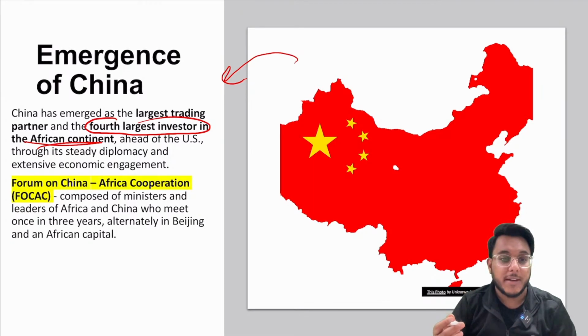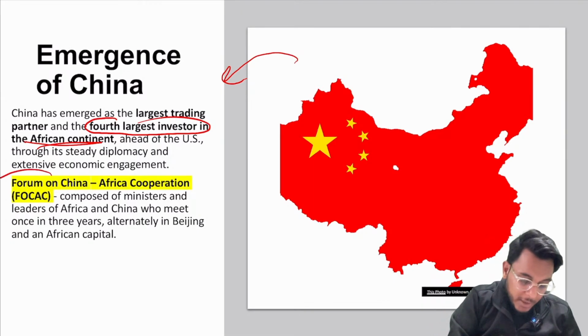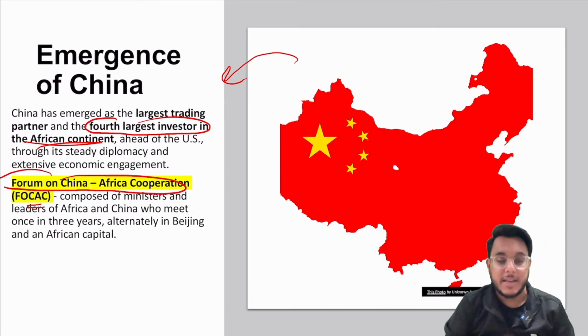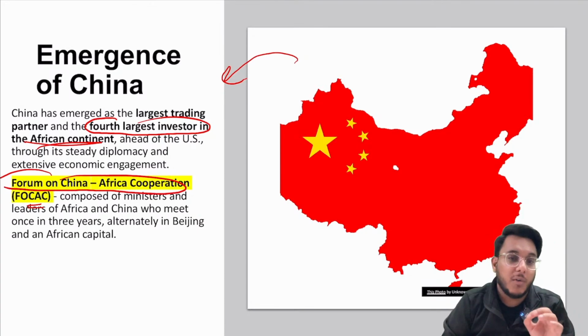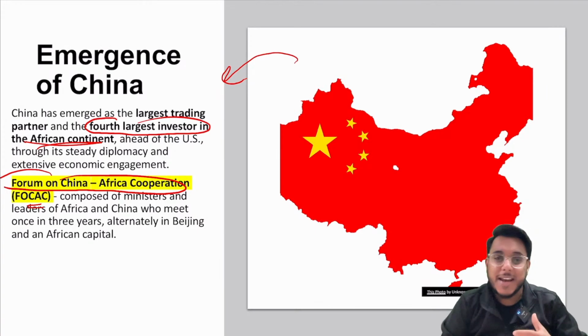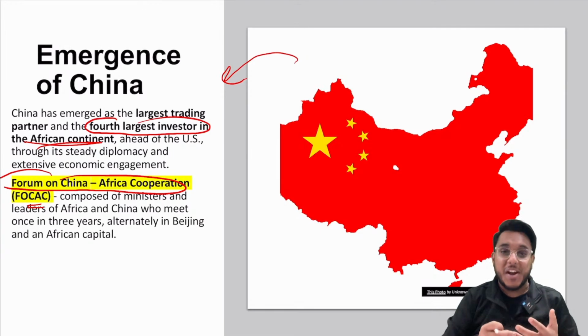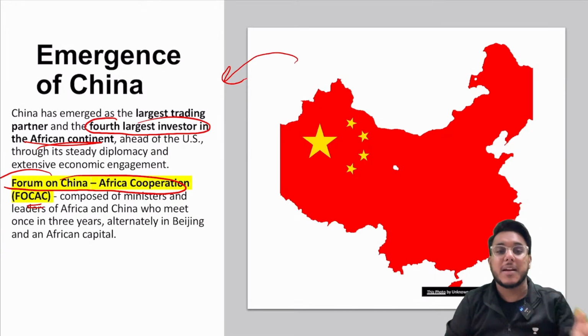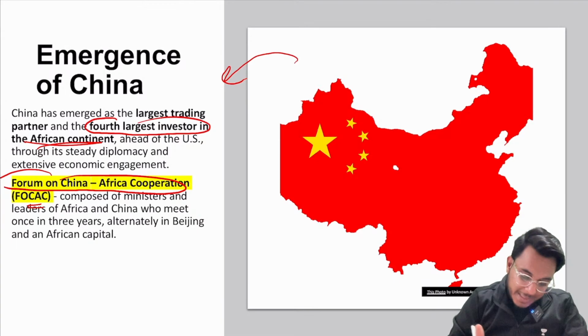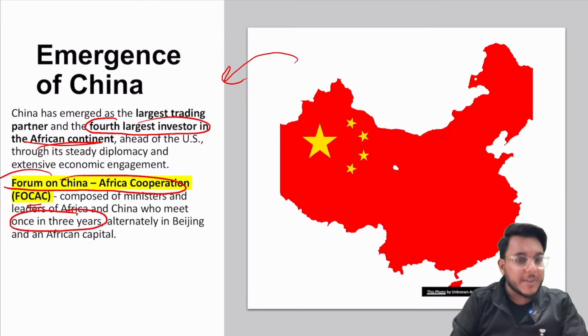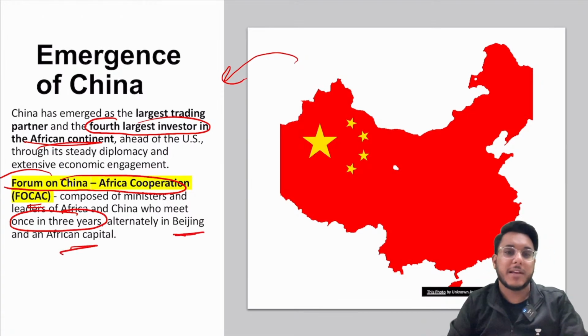Now recently in this direction, we also know that the Forum on China Africa Cooperation was recently held, and in this forum, China has specifically tried to reach Africa on multiple scales. They are trying to increase economic relations, trade relations, people to people ties, all of that. Now basically, the Forum on China Africa Cooperation meets once every 3 years, alternately in Beijing and in one of the African capitals.